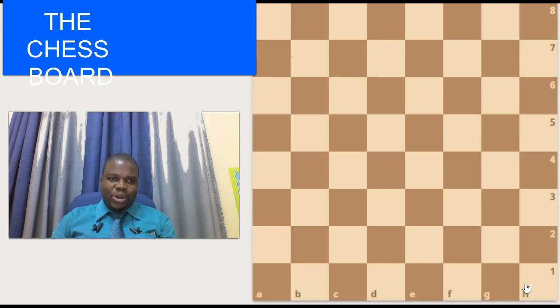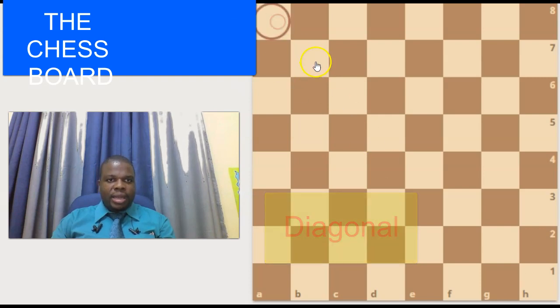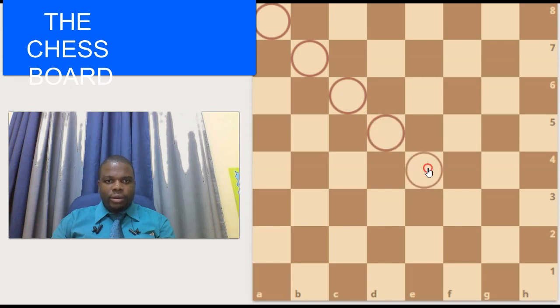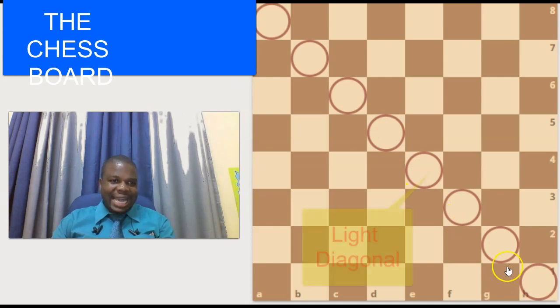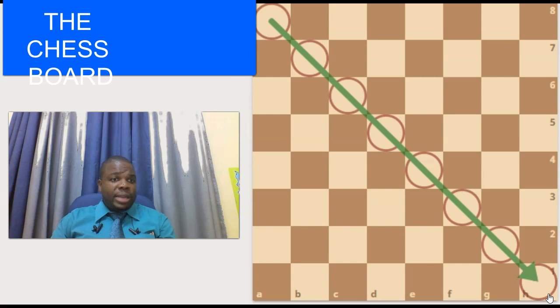Now the last thing we're going to learn today is called a diagonal. Now remember I was telling you earlier about squares of the same color, and these were called light squares. Good. Now all light squares lining up together in a straight line is called a diagonal or a light diagonal. So all of these light squares form a light diagonal. Now a diagonal can be formed in any direction as long as they are all of the same color.